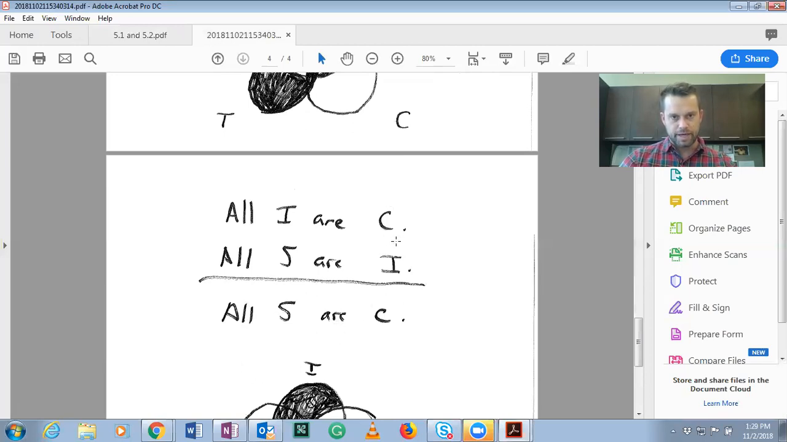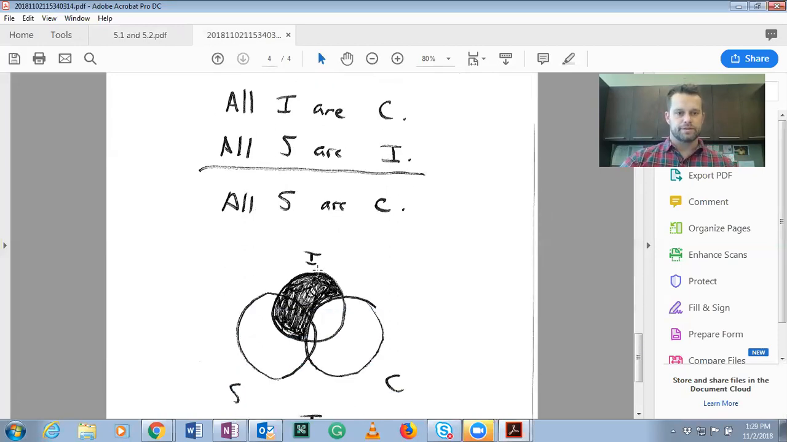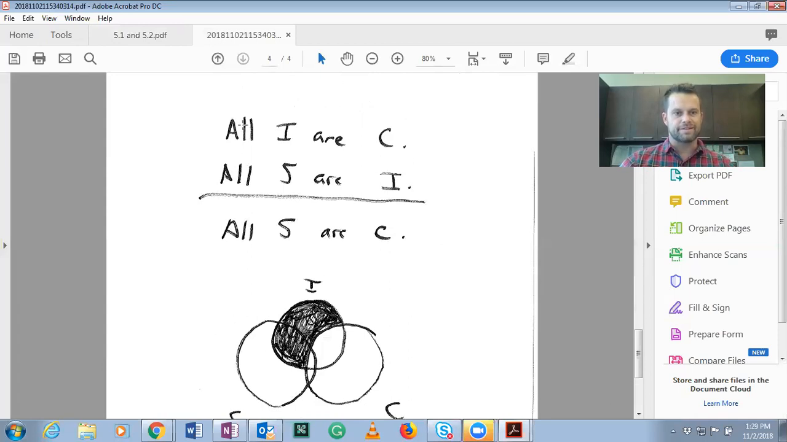Major term has to be in the first premise. Minor term should be in the second premise. Middle term is the double term that occurs within the premises themselves. So I is our middle term, C is our major term, S is our minor term. This is an AAA form 1 syllogism. Now, this is probably the easiest one to memorize, but AAA1 is a logical form. AAA1, pretty easy to remember, logically valid form.